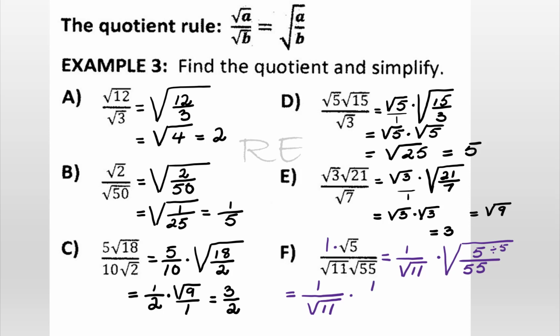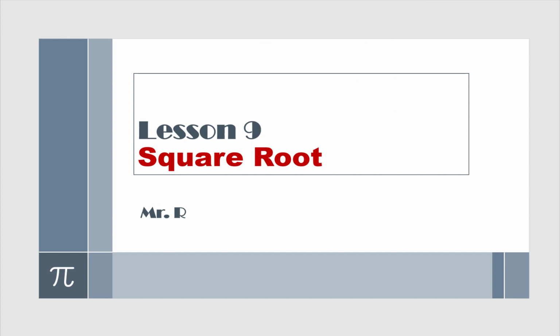Square root of 1 is 1. Therefore, we get 1 over square root of 11. And 1 over square root of 11 times 1 over square root of 11. 1 times 1 is 1. Square root of 11 times square root of 11 is square root of 121, which is 11.